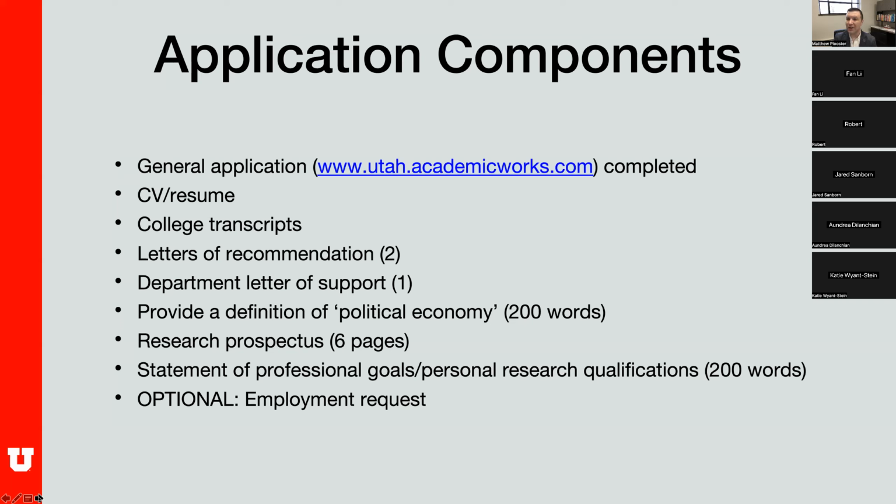Please take a look around when you're in there for other scholarships and fellowships and awards that you may be eligible for, and maximize your funding opportunity as well. Your application will include and require a copy of your CV or resume, your college transcripts, which can be unofficial, and include your DARS report out of CIS, 2 letters of recommendation, a department letter of support. You will provide a definition of political economy. You will provide your research prospectus, a statement of professional goals and personal research qualifications, and that optional employment request.